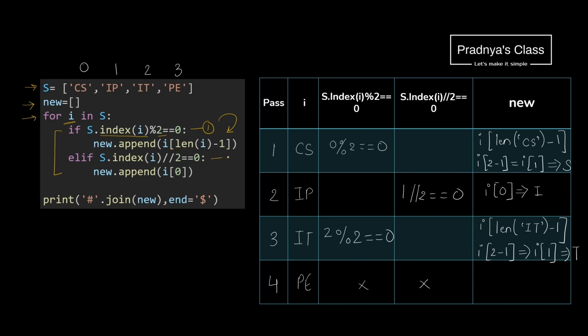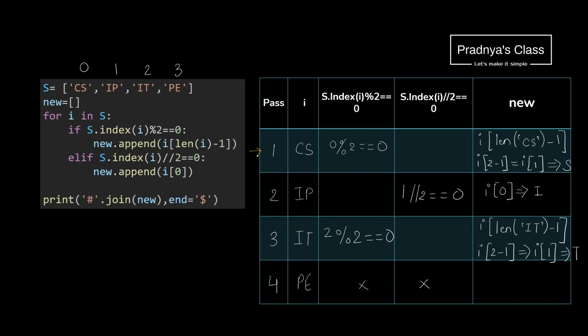What's the second condition? Here also we are taking the index of I, and taking floor division with 2, we are checking whether the quotient is 0 or not. It means in the first condition, we are checking whether the remainder is 0 or not, and in the second condition, we are checking whether the quotient is 0 or not. After this, we will get one new list. Using the join method, we are joining with hash. There is an end parameter of the print statement. With the help of that, we are adding a dollar symbol at the end. Alright, then let's check out the values in the individual passes.